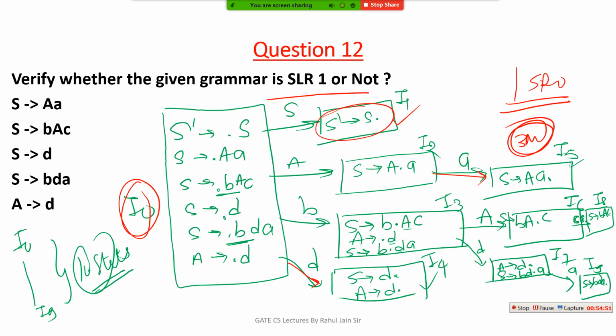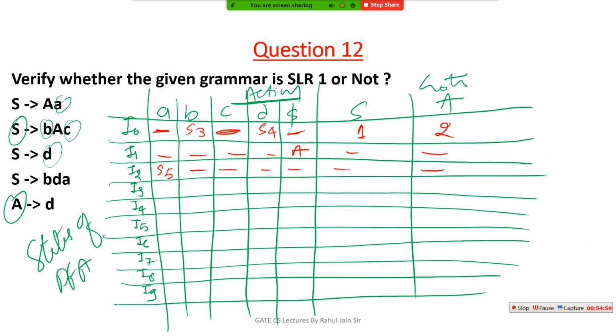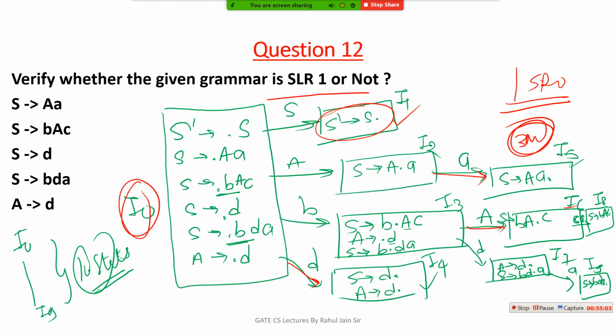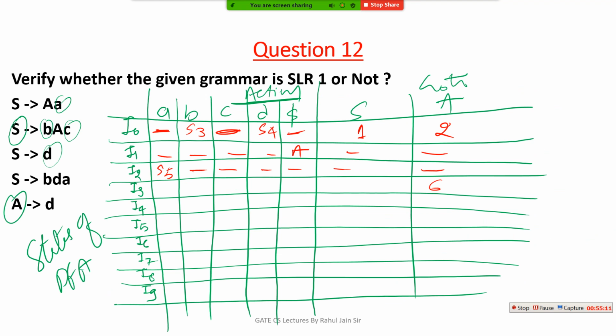I3 on capital A is I6. So I3 on capital A goes to 6, and I3 has one more transition on small d, it is I7 on d. So I need to write shift 7 on small d, and the rest are blank.